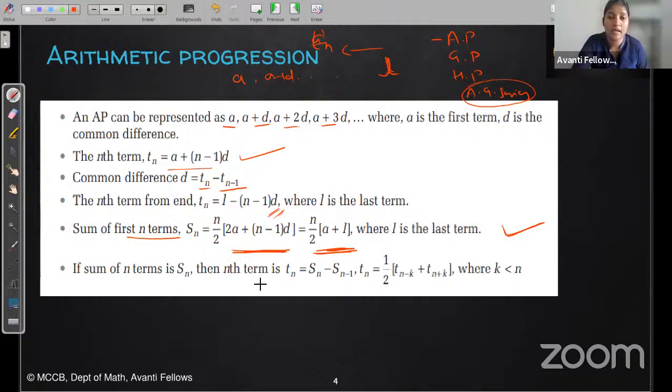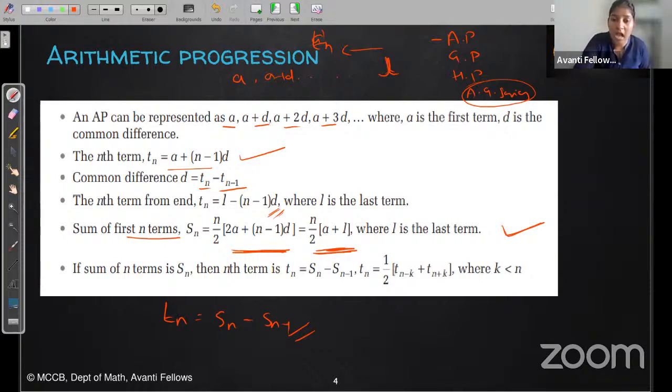And the last is a formula for the nth term itself in terms of Sn. So it will be given by Sn minus Sn minus 1. Okay. Is it clear? So any doubt in this?